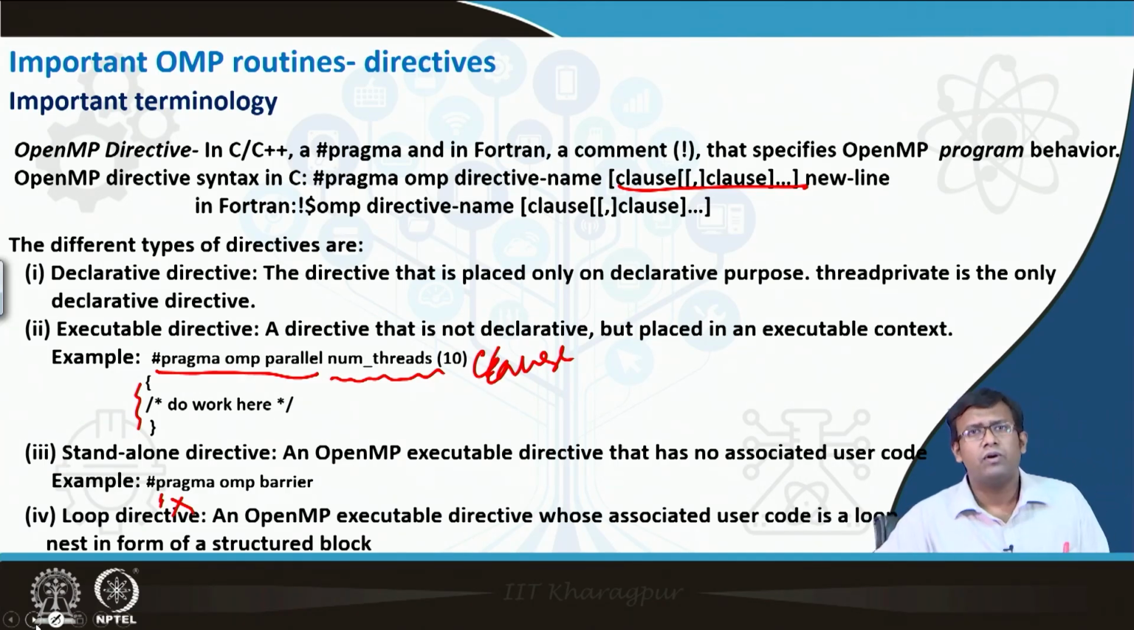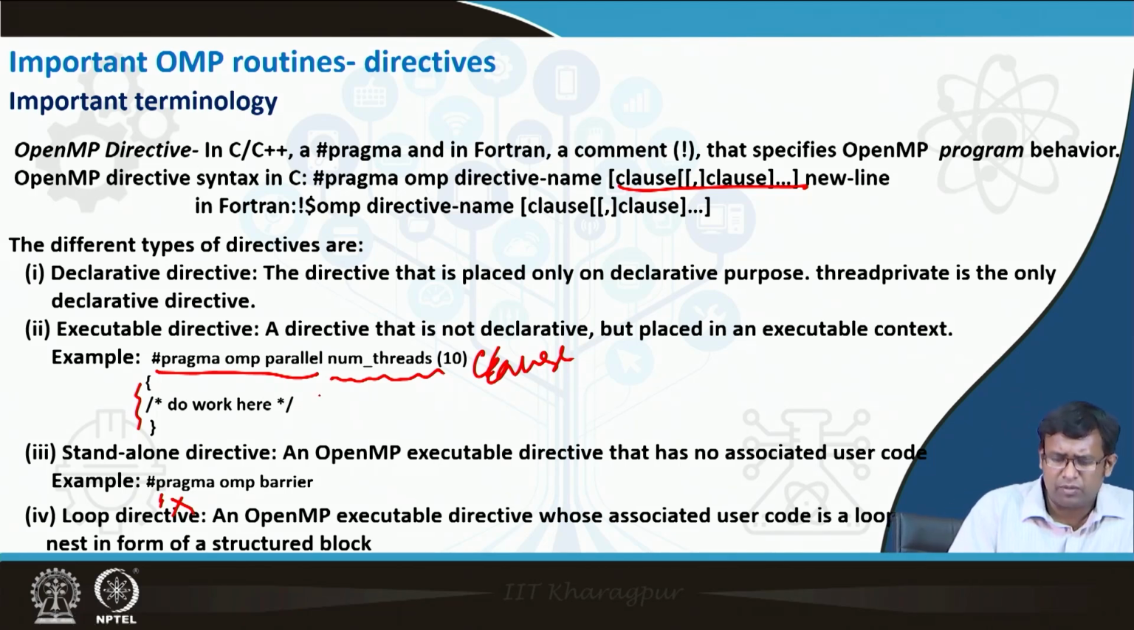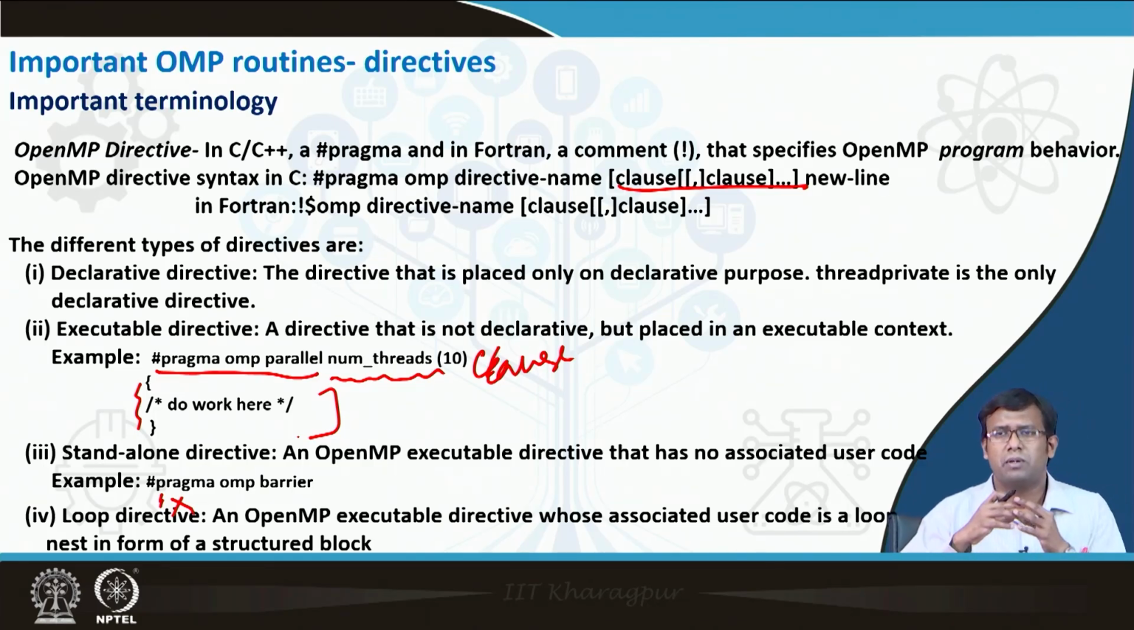And the loop directive: an OpenMP executable directive whose associated user code is a loop or loop nest, in the form of a structured block. If the structured block is an iterative loop, say a for loop or a do loop, then we call this directive a loop directive. We write the directive hash pragma OMP for, and then we write a for loop. That means this for loop will be executed by multiple threads. Multiple threads will take care of different iterations of the for loop and execute it. That is called a loop directive.